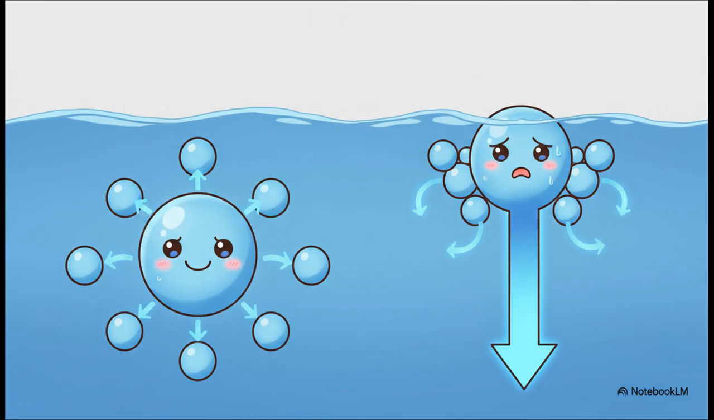But what if you're a molecule right at the surface? Suddenly, there is nobody above you. There are no neighbors above you to pull you upwards. What happens because of this? An imbalance is created, a net inward pull. And because of this inward pull, the liquid constantly tries to shrink to minimize its surface area.